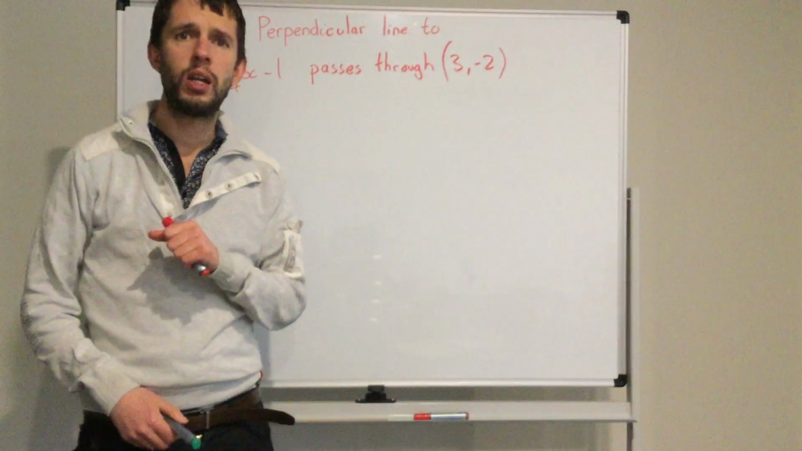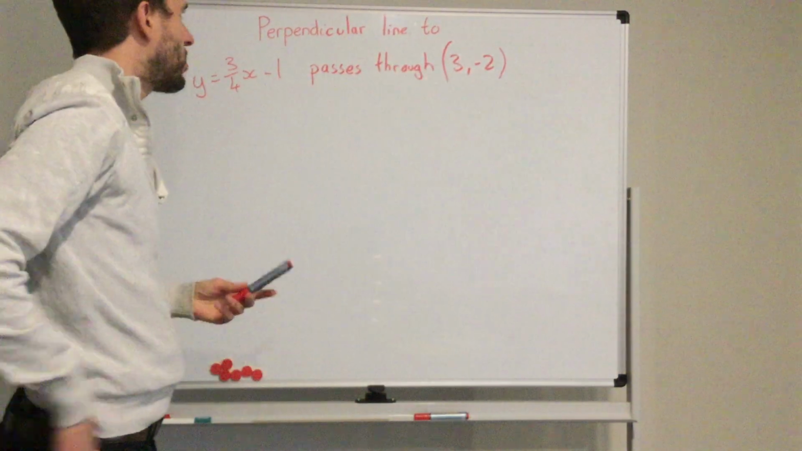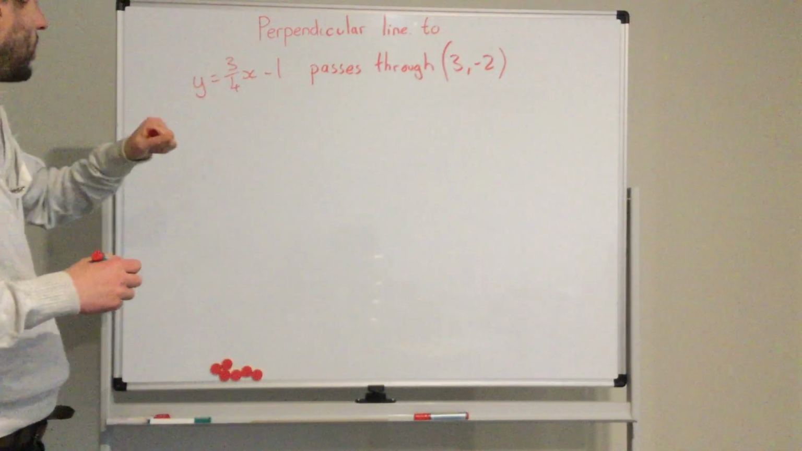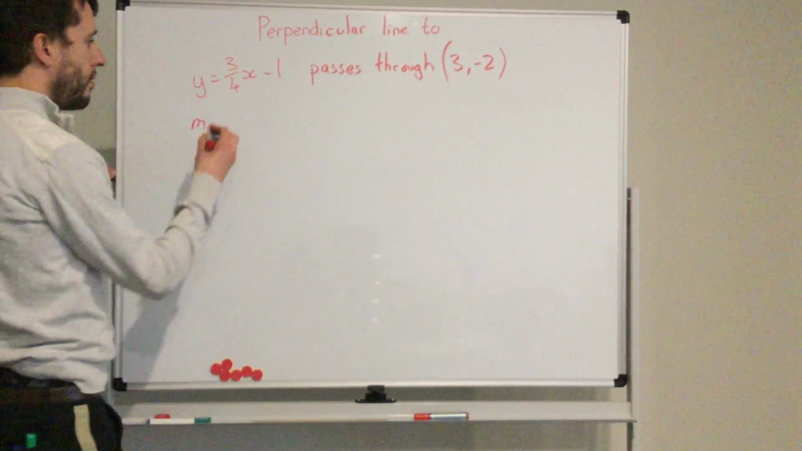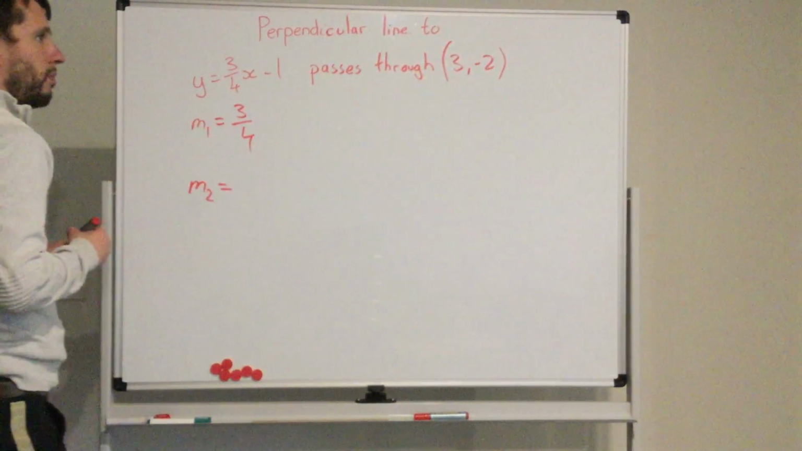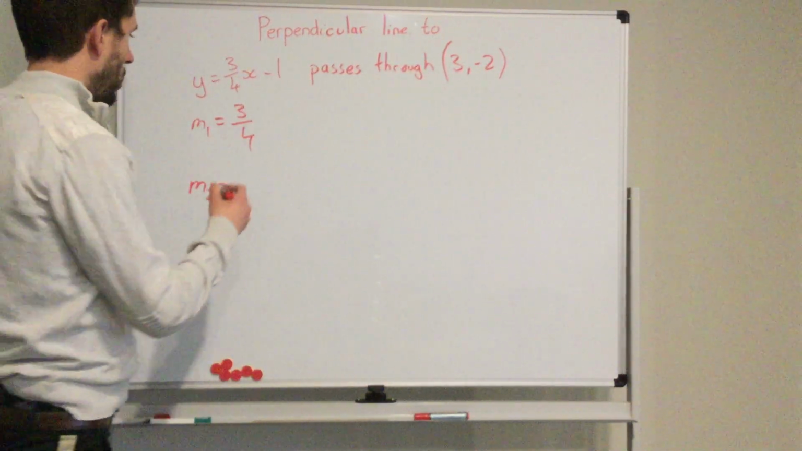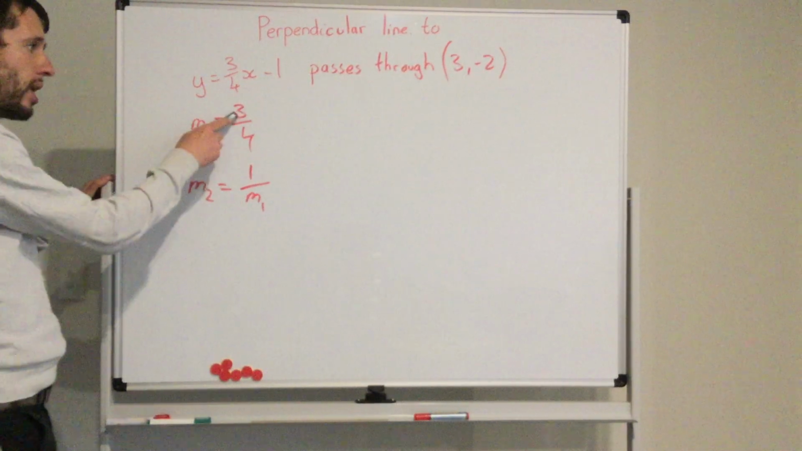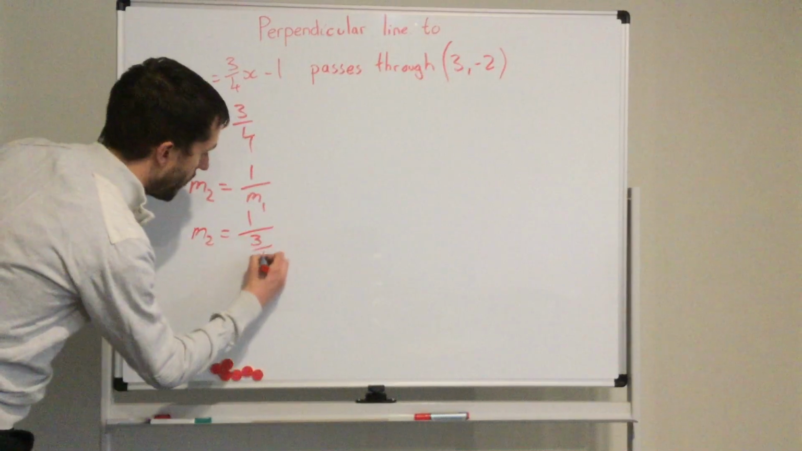We talked about a perpendicular line being at a 90-degree angle, and we also know that also means that our rise and our run are flipped. So I could just straight away say that our gradient for this line is 3 over 4. So M2, the gradient of our second line, is just going to be 1 over M1. Our M1 is 3 over 4, so M2 equals 1 over 3 over 4.